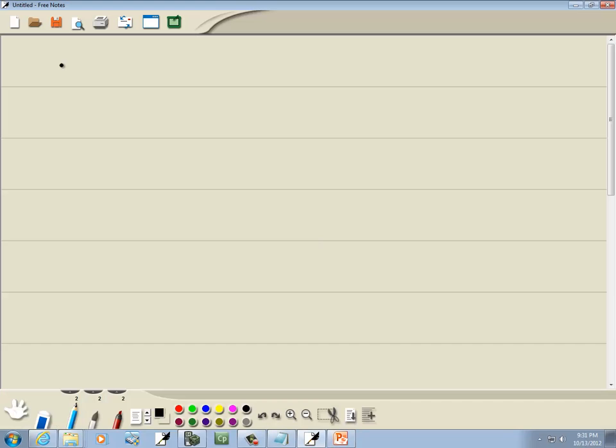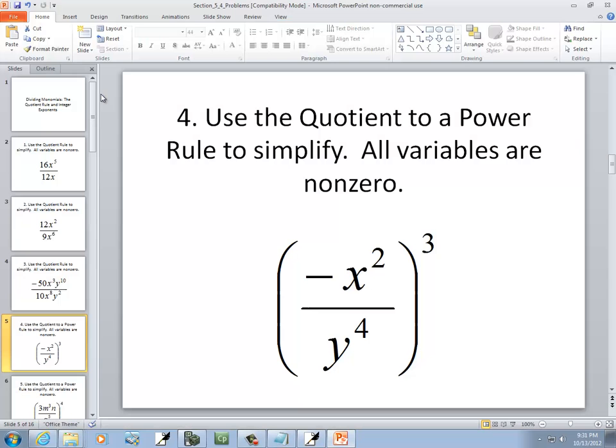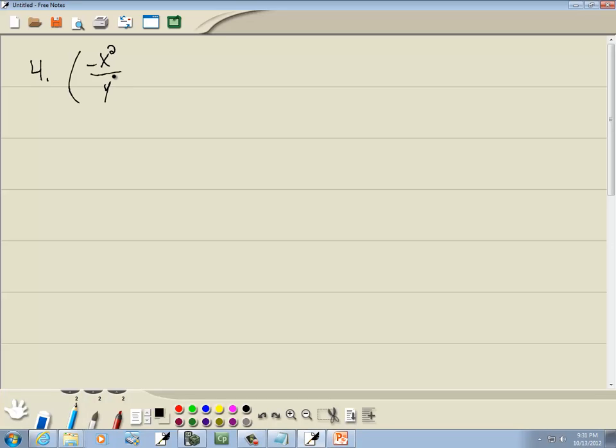Let's take a look at our next one here. Negative x squared over y to the 4th, to the 3rd power. First off, we've talked about this before. When you got a negative inside to an odd power, well, then it automatically becomes negative. So that part just stays negative.